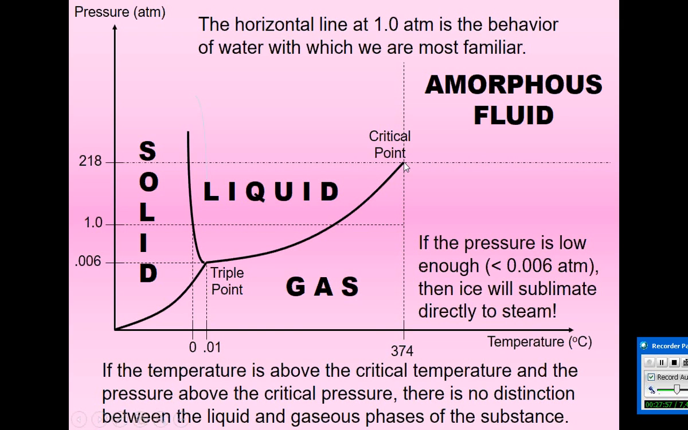There's also a situation of a critical point. At the critical point, if we are at a sufficiently high temperature and a sufficiently high pressure, the material is kind of amorphous. It's not just liquid, it's not just solid, it's not just gas, it's a mix, and that's a rather unusual circumstance, obviously.